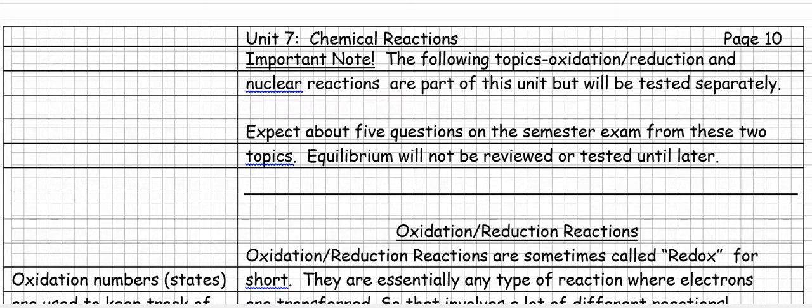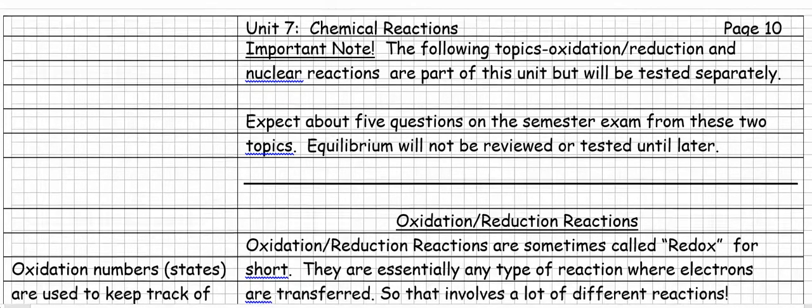The important point for pre-AP students is this. We're going to be covering two topics, oxidation reduction and nuclear reactions, but these are going to be tested separately. I'm not going to test these together with the ordinary chemical reactions unit. So just keep that in mind. Expect about 5 questions on the semester exam from these two topics. Equilibrium will not be reviewed or tested until later. So we'll talk about equilibrium later.